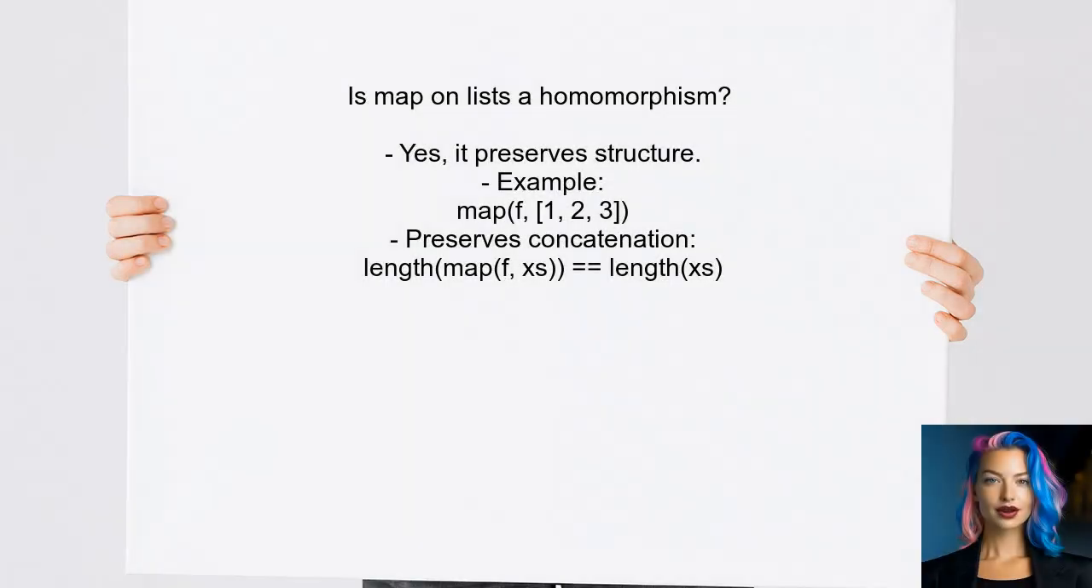Now, the user may wonder if the map function on lists is also a homomorphism. The answer is yes, because it also preserves the structure of the list when applying a function to each element.